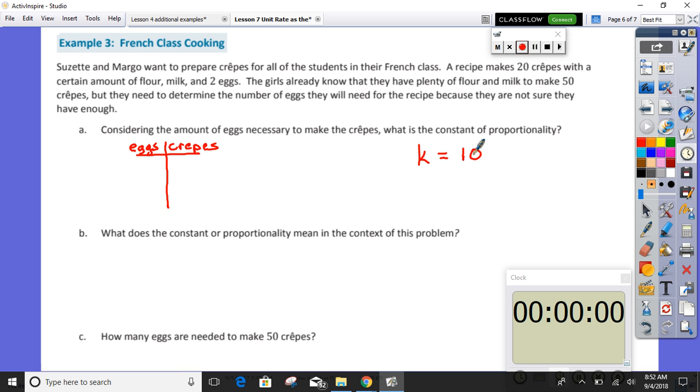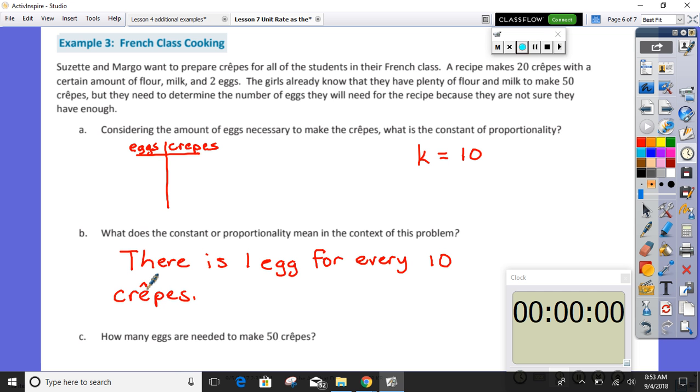Haley, what does the constant of proportionality mean in the context of the problem? There are 5 eggs per 50 crepes. Well, we want to use the number 10 in that sentence. So your sentence is true, but it's not explaining the constant of proportionality itself. Ellie? There is 1 egg for every 10 crepes. Okay, there is 1 egg for every 10 crepes. There should be some kind of little accent there, but I don't know what it's called.